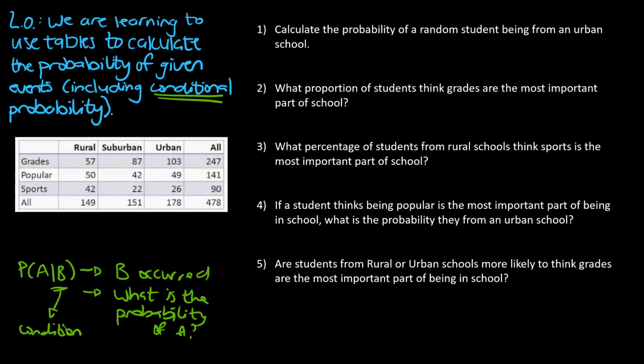So the table we've been given was a survey in Michigan, which is a US state, and they surveyed 478 students from rural, suburban, or urban schools. Urban are schools that are in the city. Suburban, for example, our school, Westlake Boys, would be a suburban school, and rural would be very out of town. Of those students, they asked what's the most important thing for school?